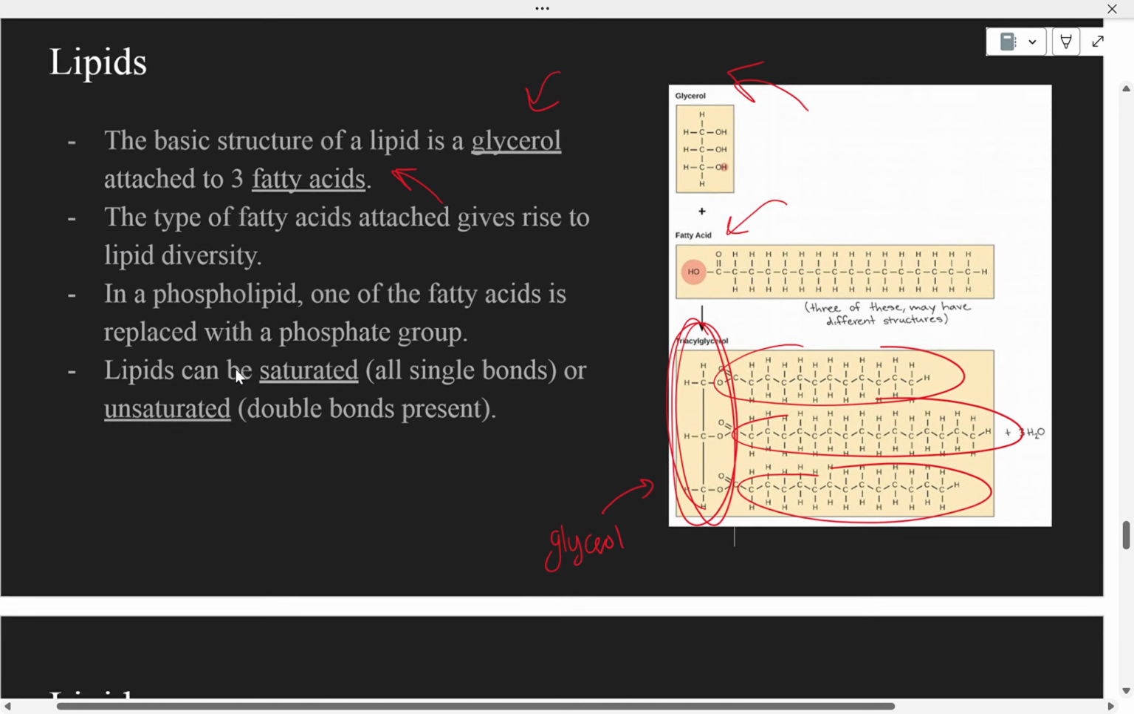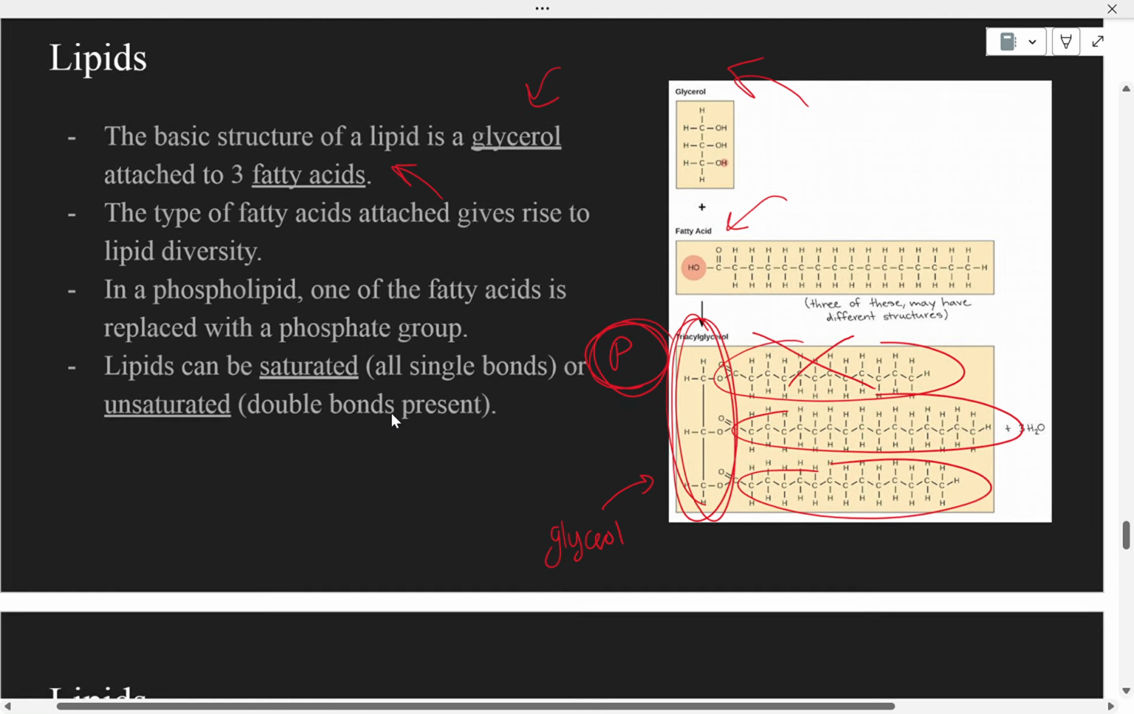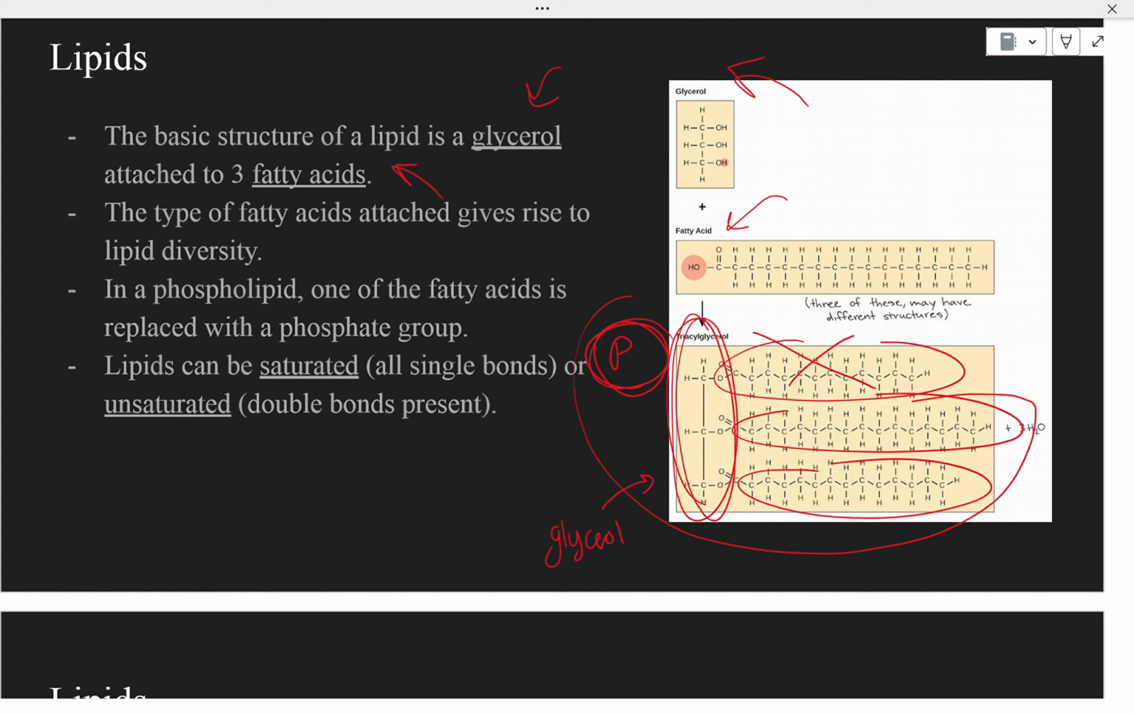And then in a phospholipid, one of these fatty acids is going to be gone, and it'll get replaced by a phosphate group here, a P. If you see this structure, this is where we get it from, because we have the phosphate plus the glycerol here, and then the 2 fatty acids on the bottom.